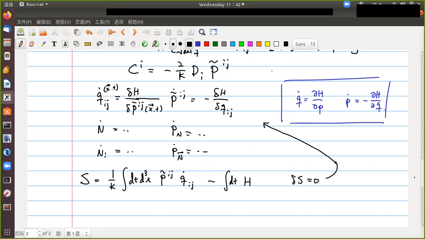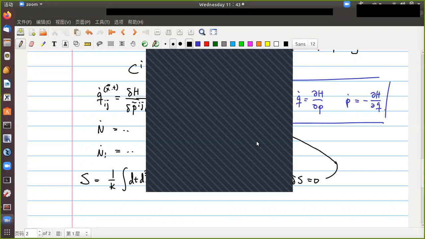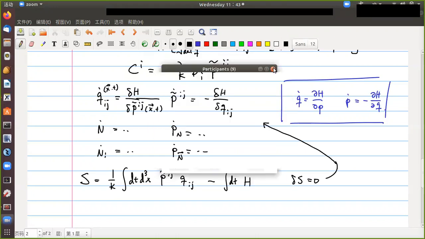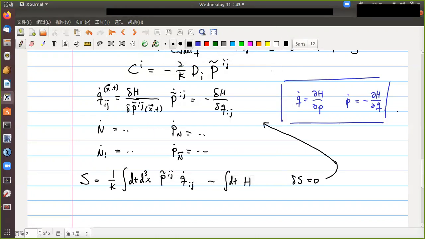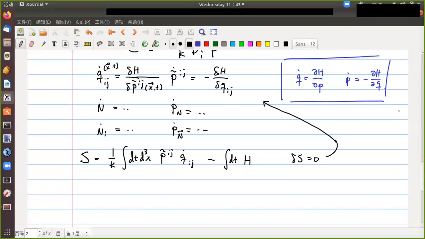Because we know the variation of the action is the Einstein equation, therefore those canonical actions give just the Einstein equation. It's nothing but a different formulation of the Einstein equation.